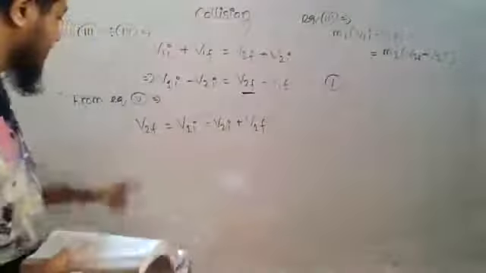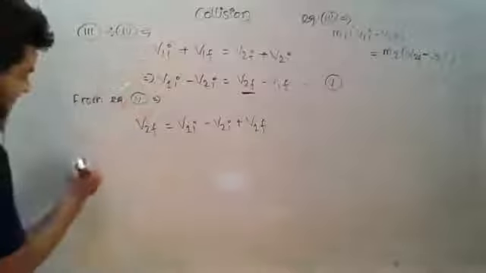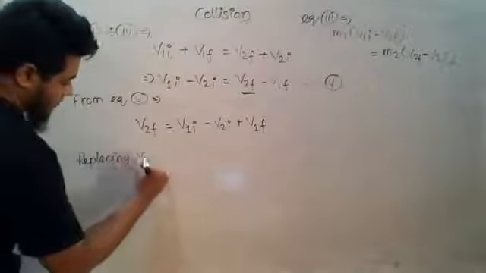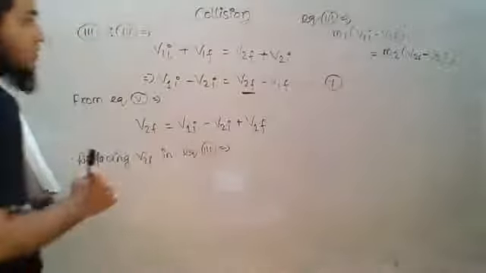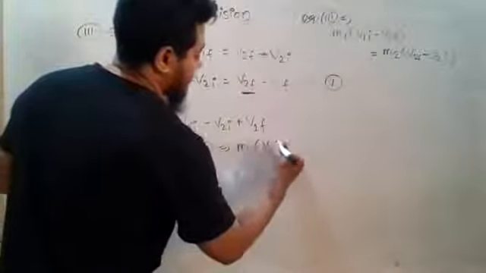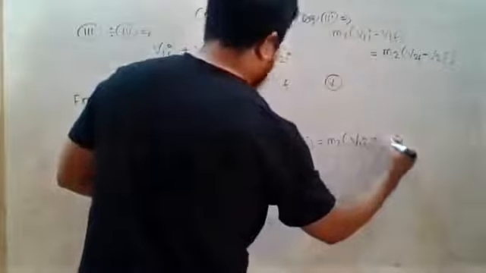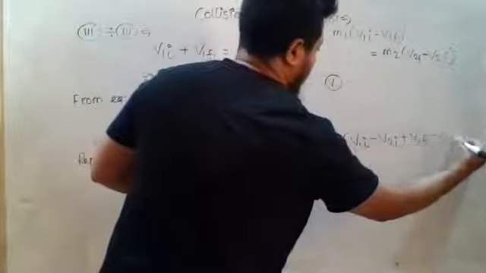Okay, so here we can see that V2F, we have found a value for it, and we can just replace it here. Okay, so if I replace it, replacing V2F in equation 3, then what we will get? We have M1 V1I minus V1F is equal to M2 into. Here we will put the value V2F is equal to V1I minus V2I plus V1F minus we have here V2I.